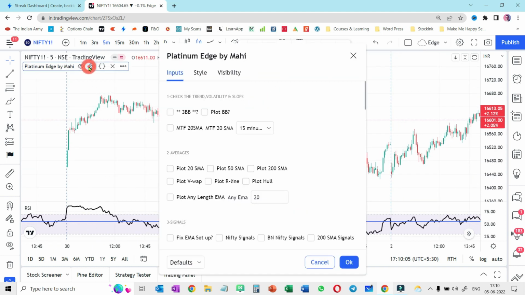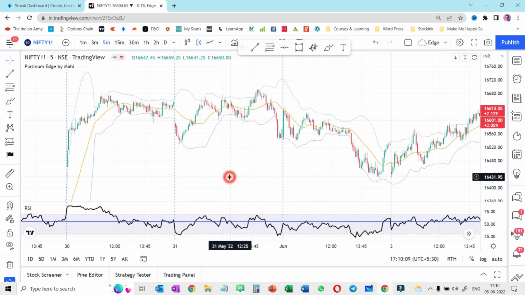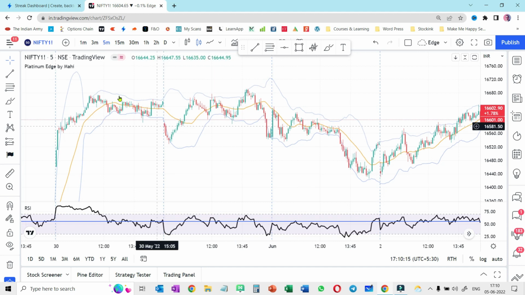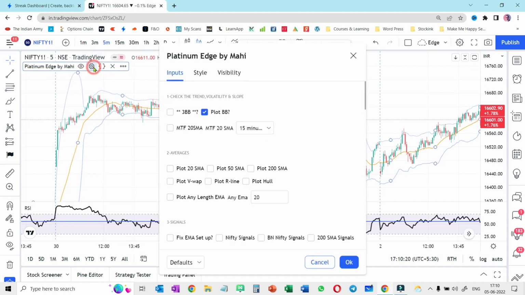So the first thing we'll apply is a Bollinger Band so that we understand the volatility of our stock. Currently we are observing Nifty. Now, how do we understand that it's actually a bullish market? So the first thing we are plotting is an EMA.